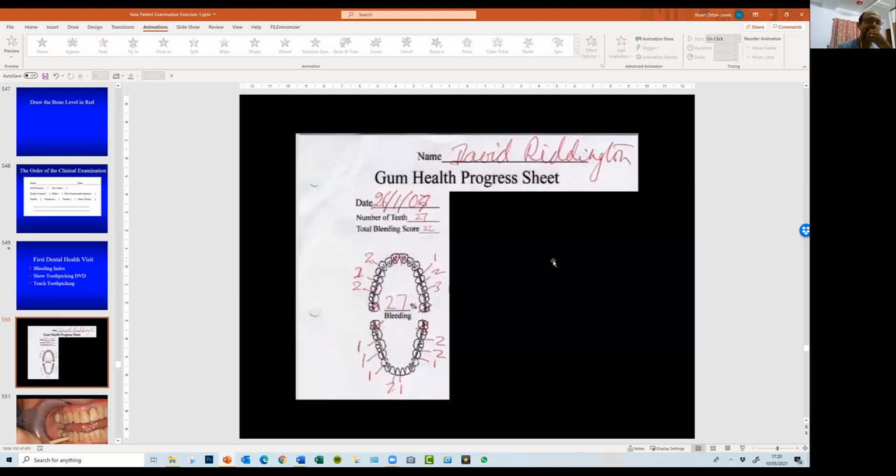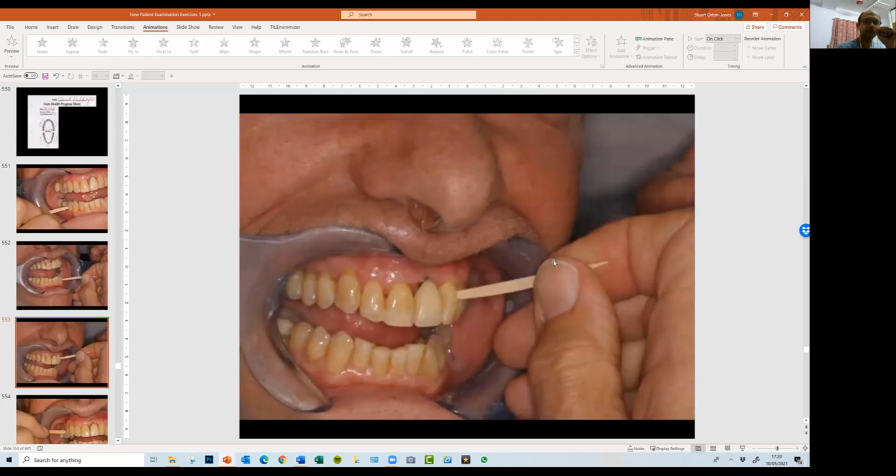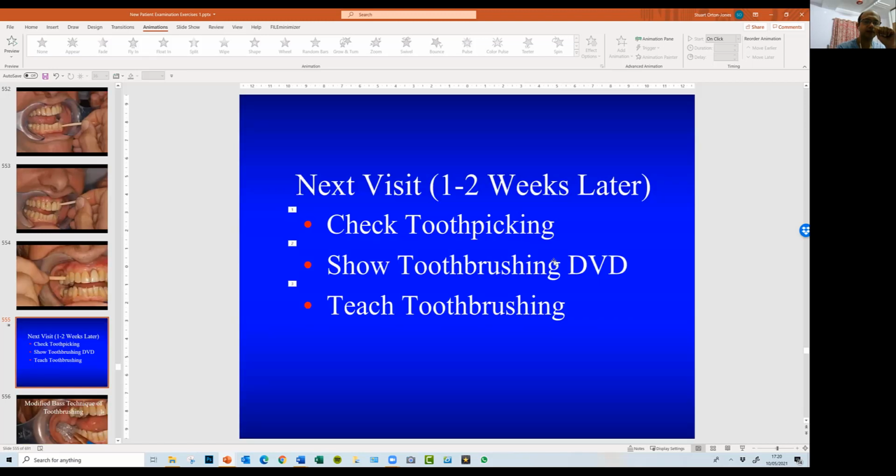So this was his original bleeding index. He'd already been taught by somebody else a little bit about dental health. So here he is toothpicking away. I then saw him about a week to 2 weeks later, checked his toothpicking, showed him the toothbrushing video, and taught him toothbrushing.